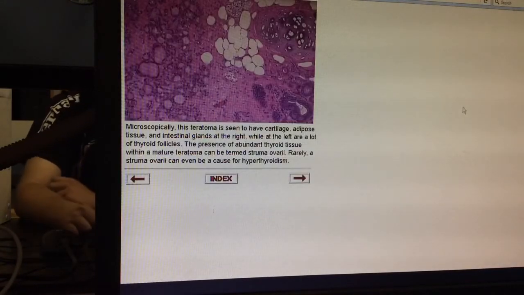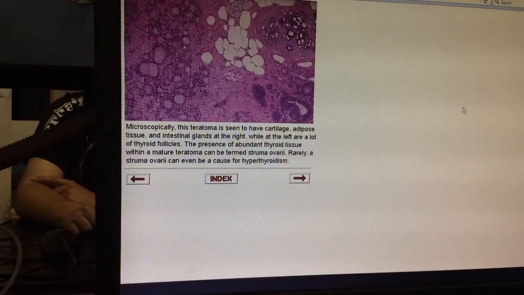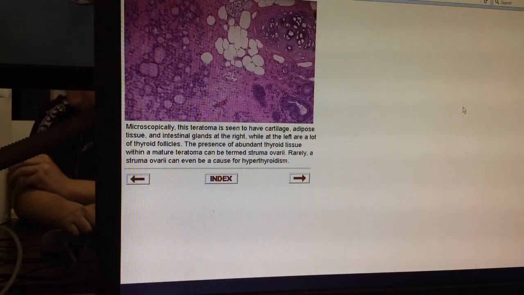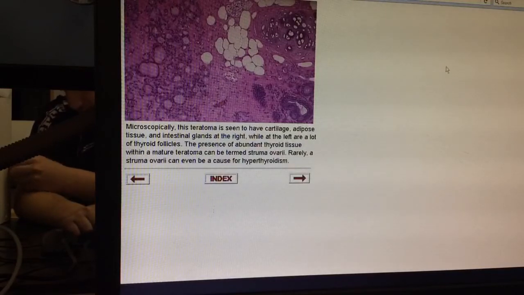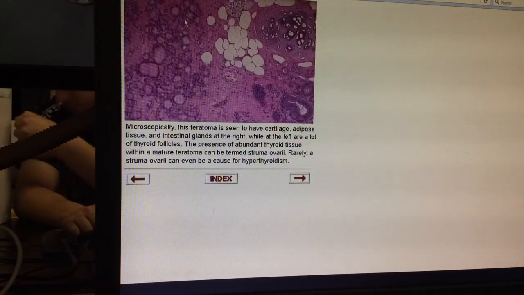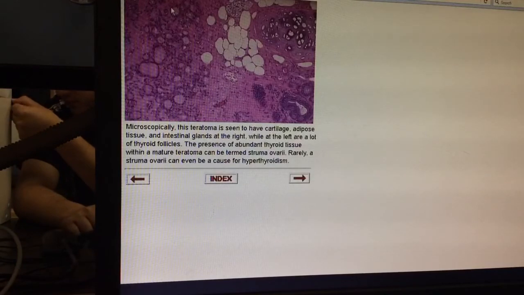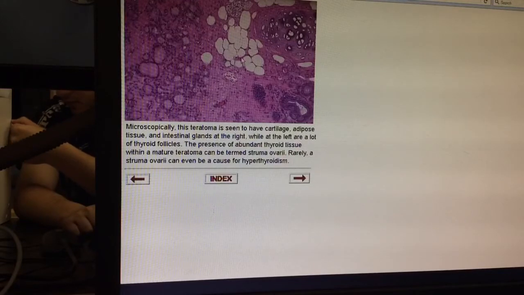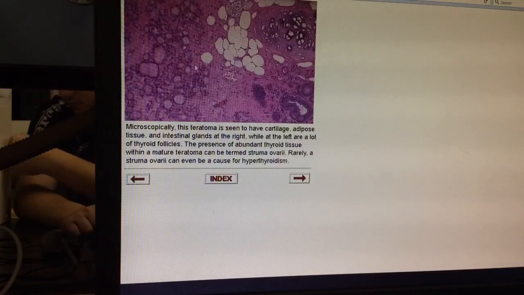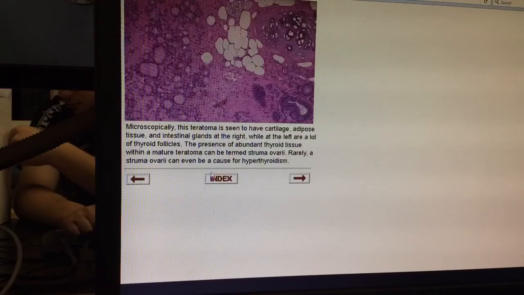We said that teratoma is composed of ectoderm, mesoderm, and endoderm cells, so we can find any type of cells. If we look here, this is cartilage, those are intestinal cells, those are fat cells, and this tissue represents thyroid tissue. It's called struma ovarii, and it is abnormal thyroid tissue found in the ovary as part of teratoma and can cause hyperthyroidism.